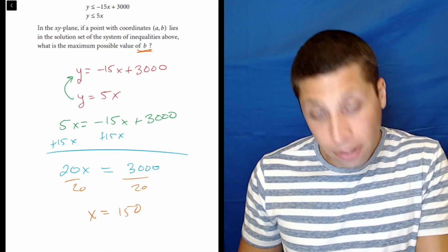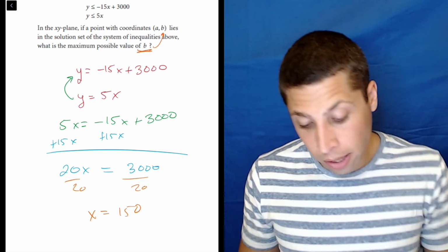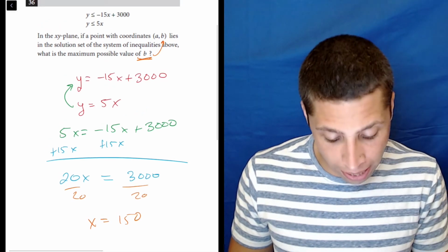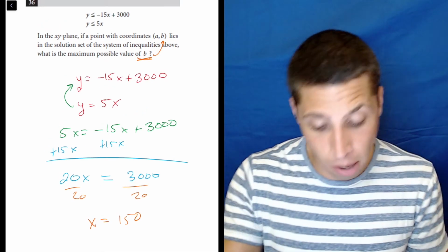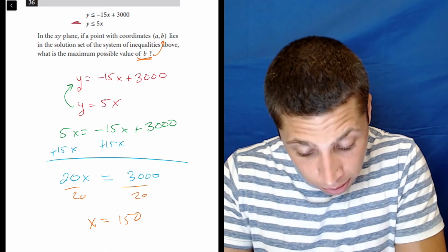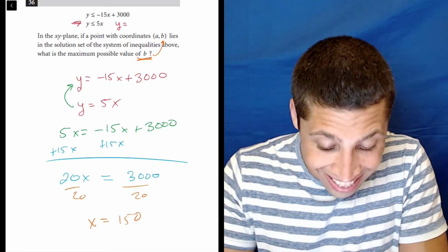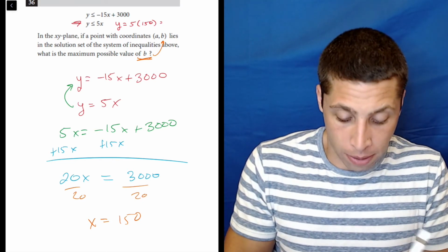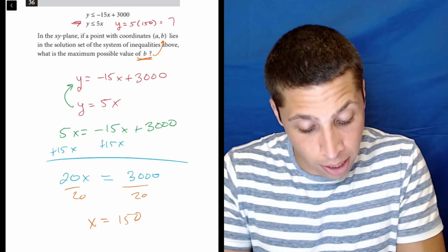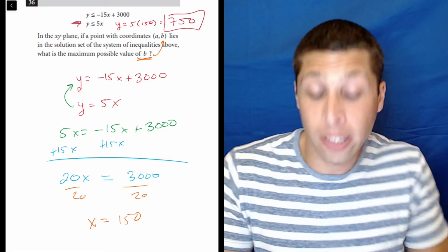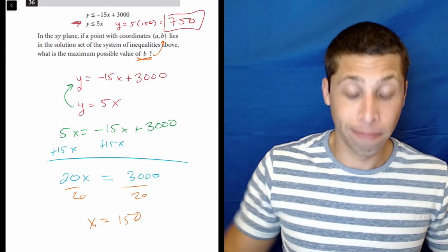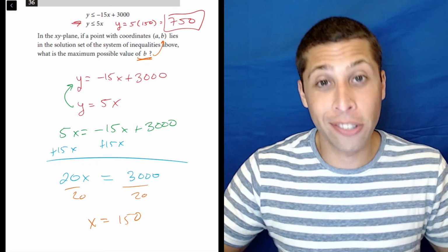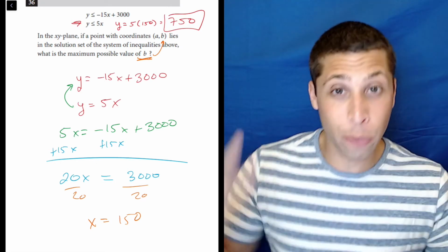Now, they're asking for b, right? And if we look at the way that it's presented here, b is in the y position. So this is pretty simple. Let's just plug x into one of these equations and solve for y. I'm going to go all the way back to this equation. So y is equal to 5 times 150. 5 times 150 is 750, which is actually the answer. So I said ignore the inequality, pretend it doesn't exist, and it usually works out, and it worked out.